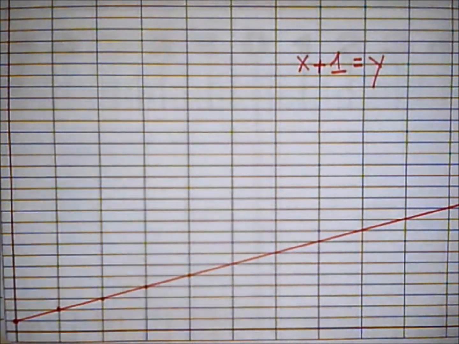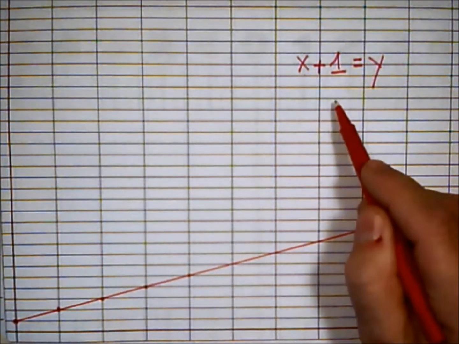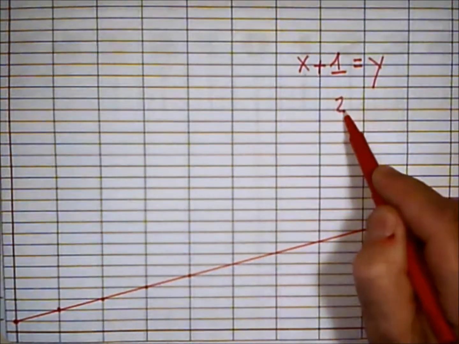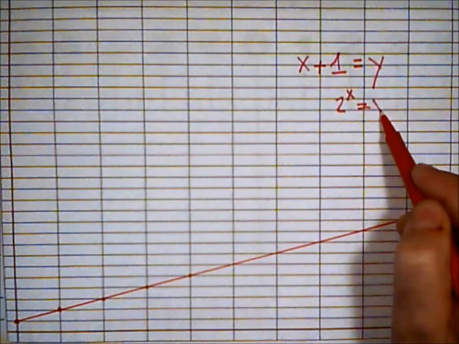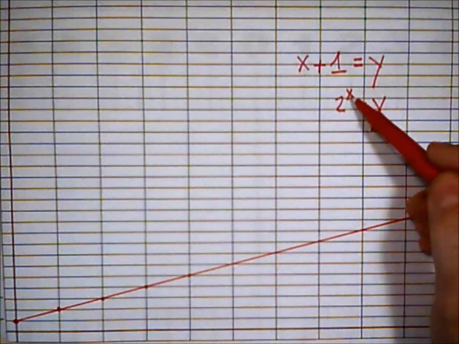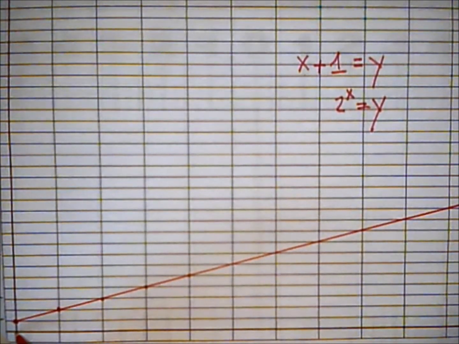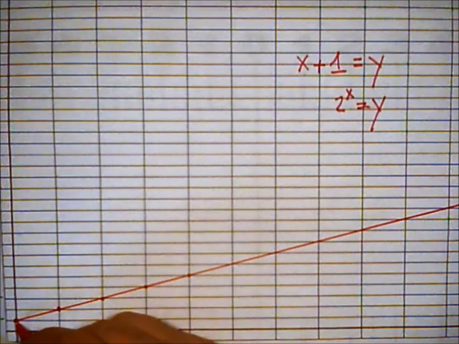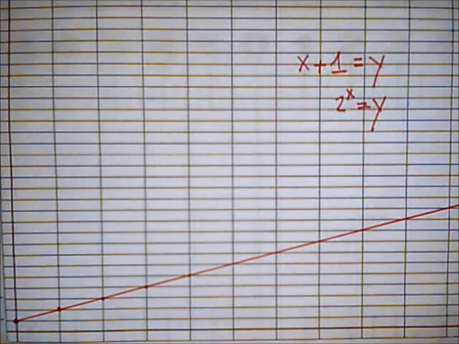Now, we're going to look at another equation that has an exponent in it. And this equation is 2 to the x equals y. Again, we'll start plugging in numbers. If x is 1, 2 to the first power equals 2. So x is 1, y is 2. It's the exact same point the other one starts from.